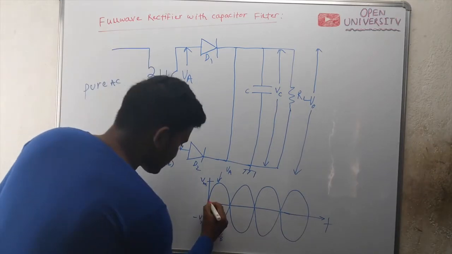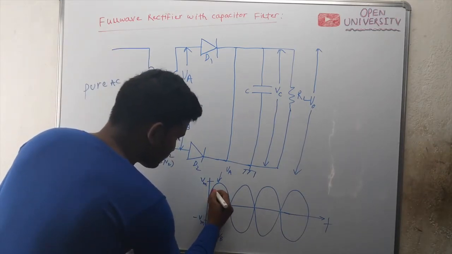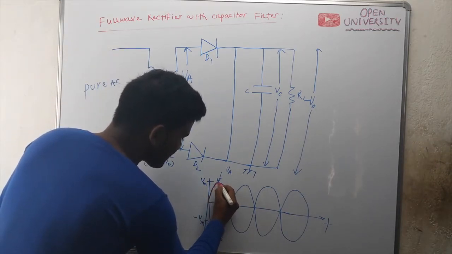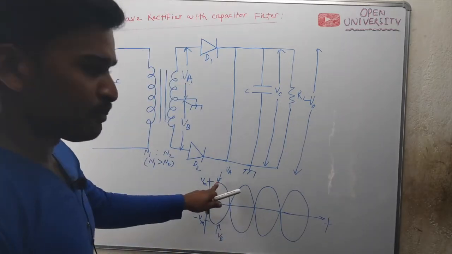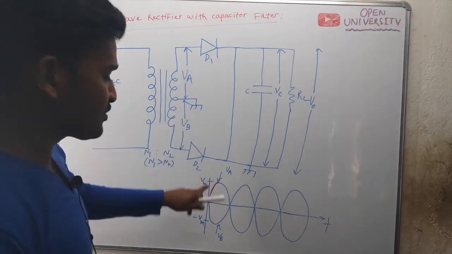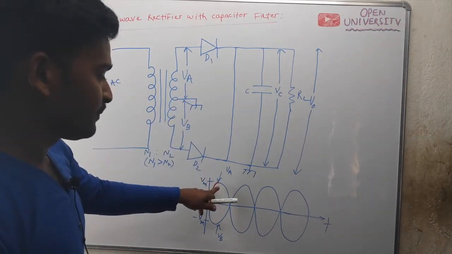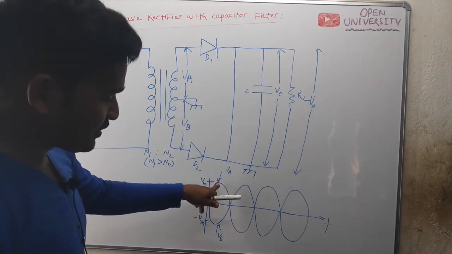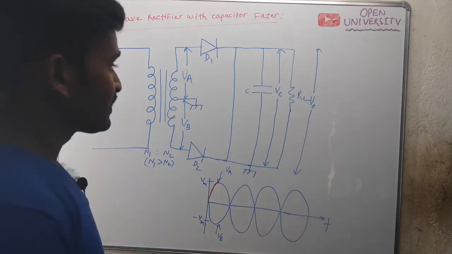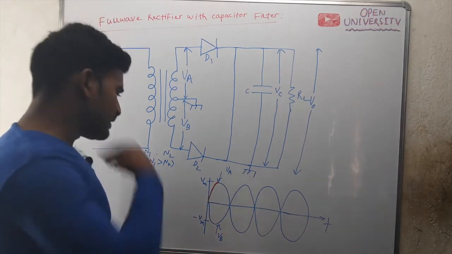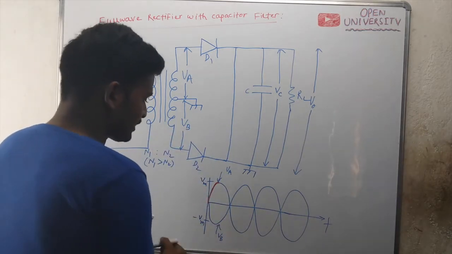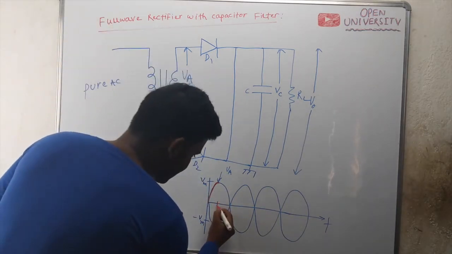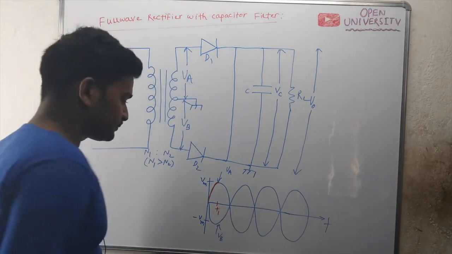The voltage across the capacitor will charge up to the maximum value of the input voltage. What is the maximum value of the input voltage? VA, that is Vm. So the capacitor will charge up to Vm. Then what will happen after this value? Let this time be t1.